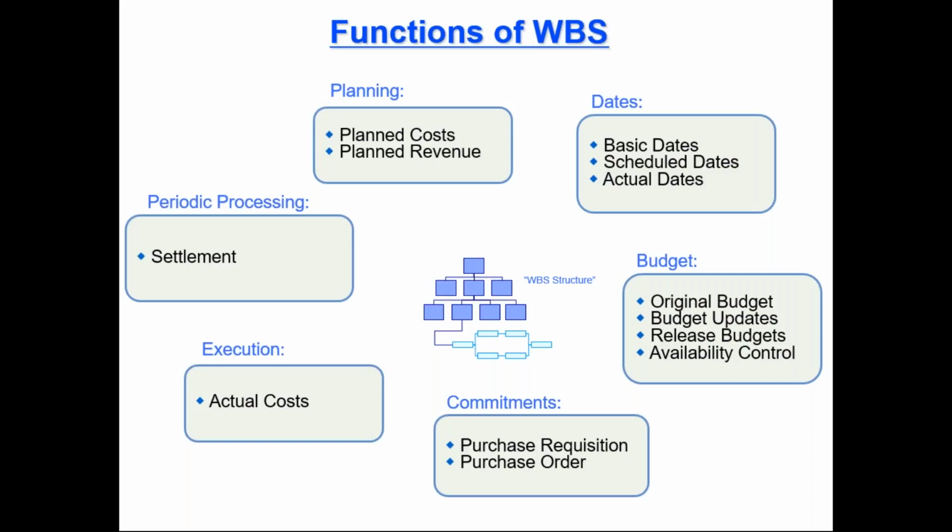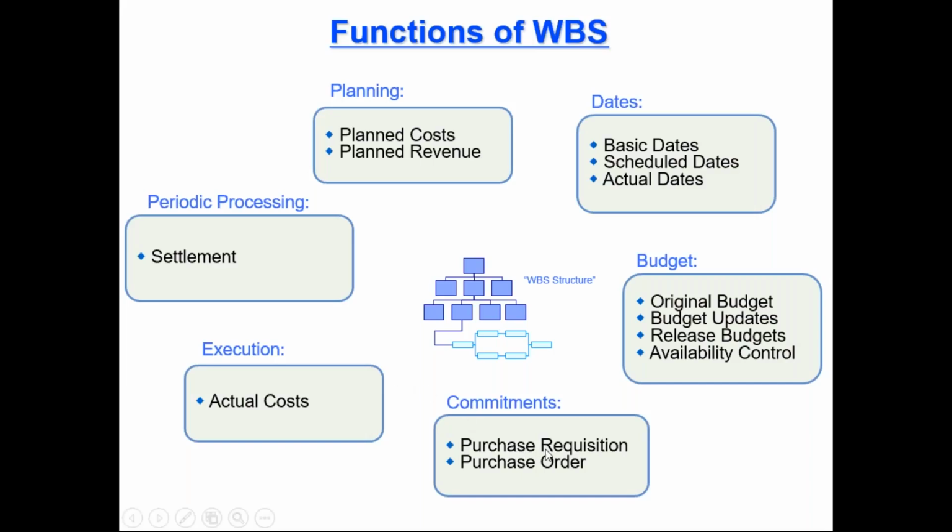Third is budget. So we can manage our budget, we can plan our budget with reference to WBS element. Within budget, I can define my original budget. I can have the budget updates, means supplement of budget and transfer of budget. We can have the release of budget. We can have availability control, means whatever budget we have defined, we can have control on it.